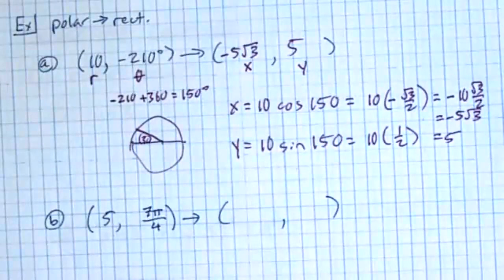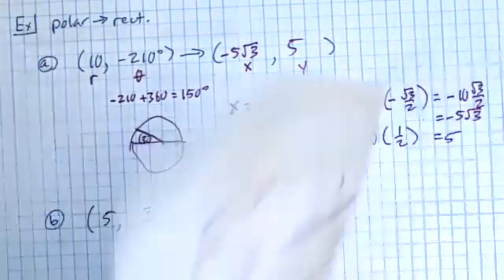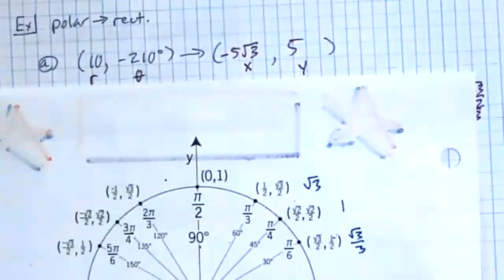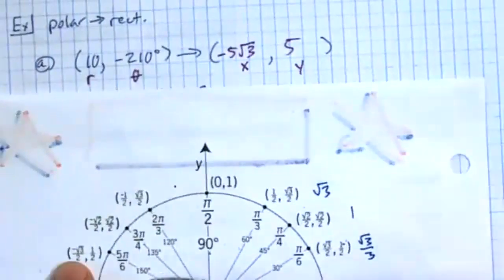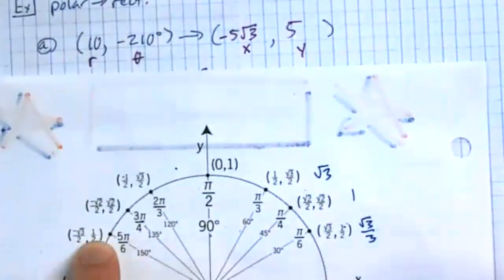And again, if you didn't have that memorized, don't forget, and hopefully you all haven't thrown away your super fun identity sheet, right? If you didn't have that memorized, remember you've got that negative root 3 over 2 and that 1/2 right here on your sheet.